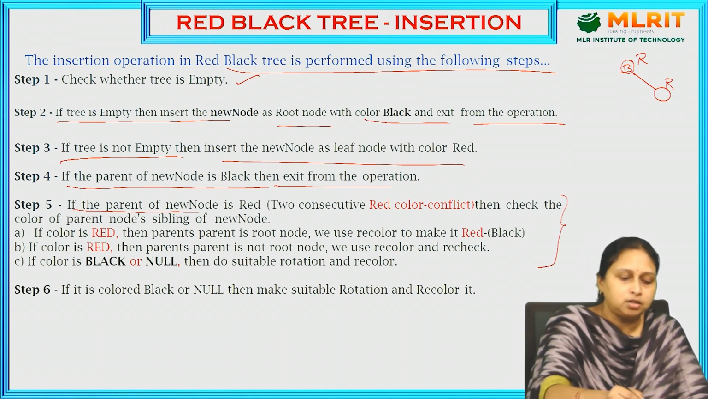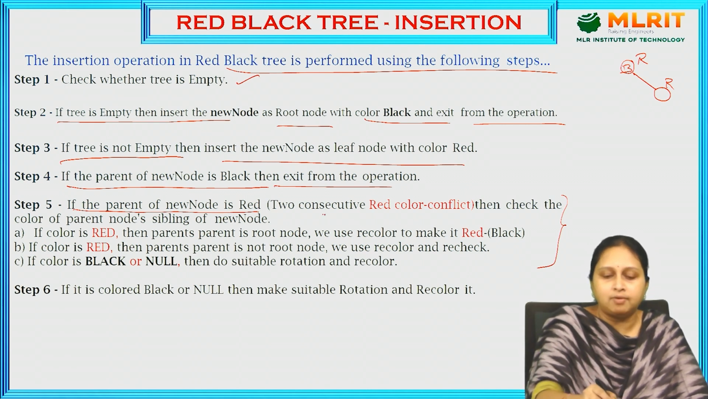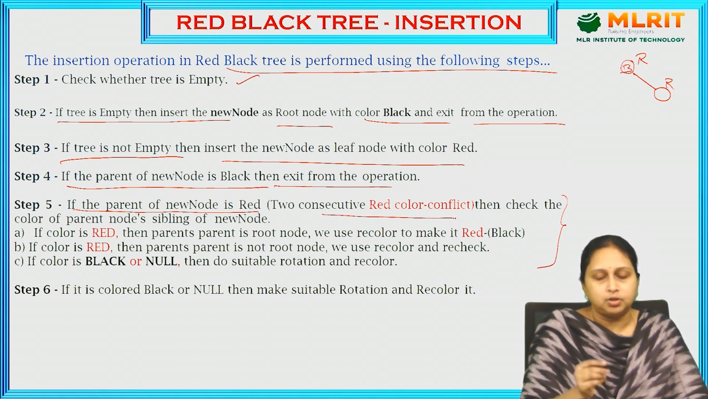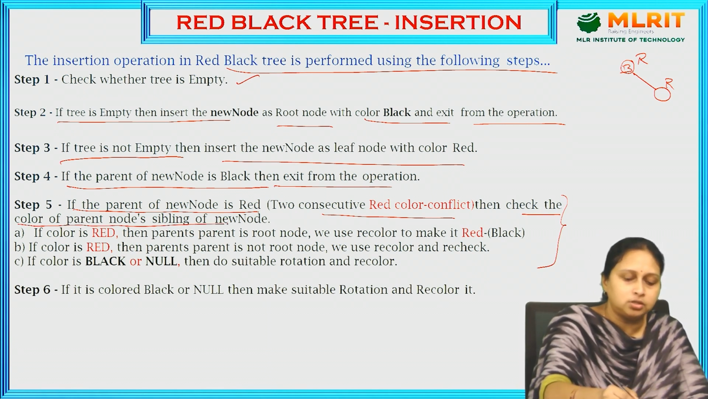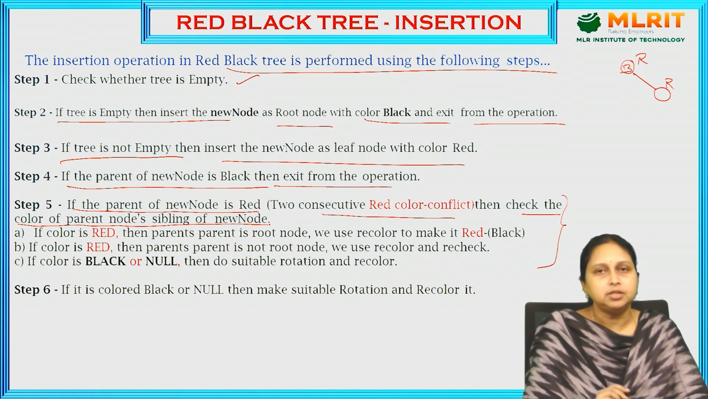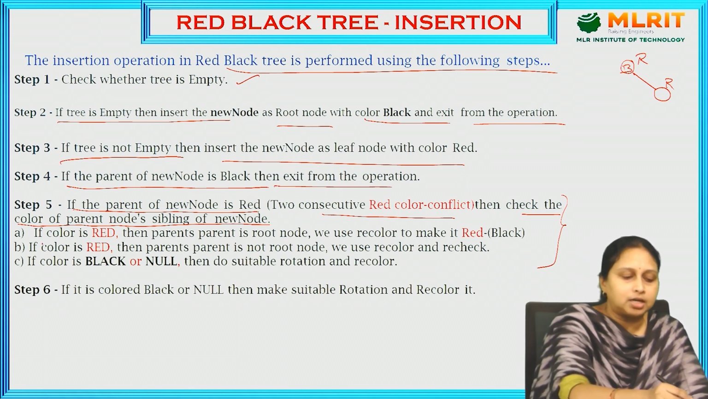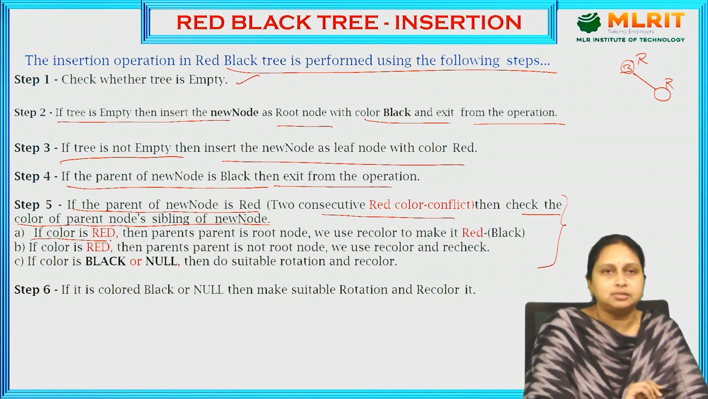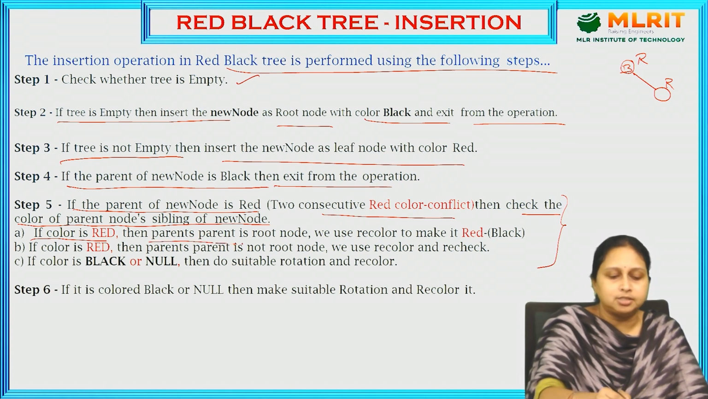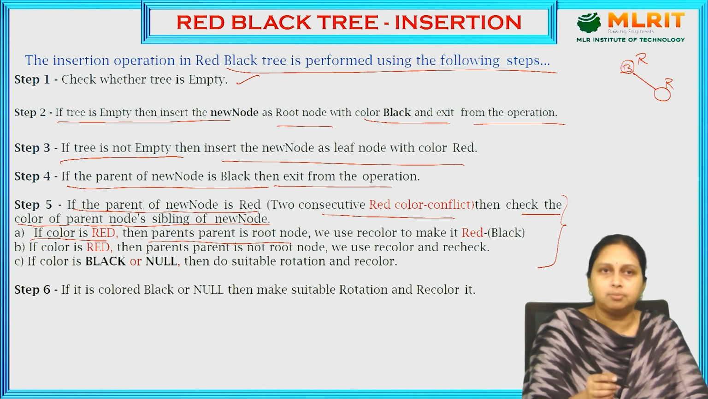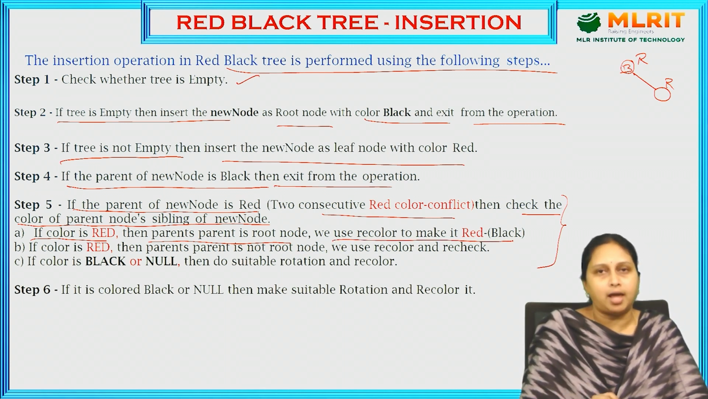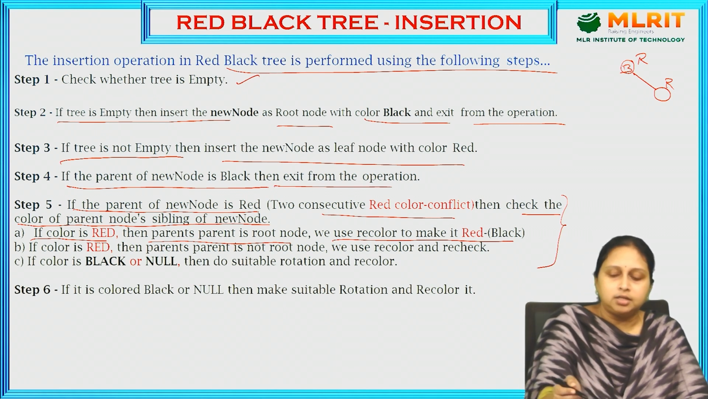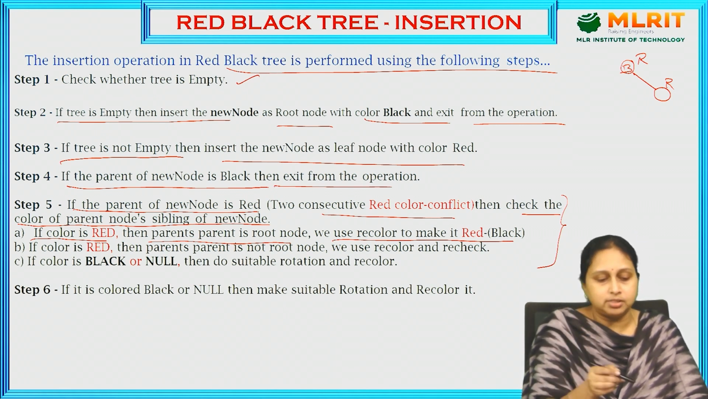If the parent of the new node is red, that means you have a conflict with the red color, two consecutive nodes are in red color, then check the color of the parent node's sibling of the new node. Then we are going to check with the parent node's sibling, and based on that decide what we need to do. If the parent node's sibling is red, and the parent's parent is the root node, we just use recolor to make it red to black, right? With this example we will understand what is happening here.